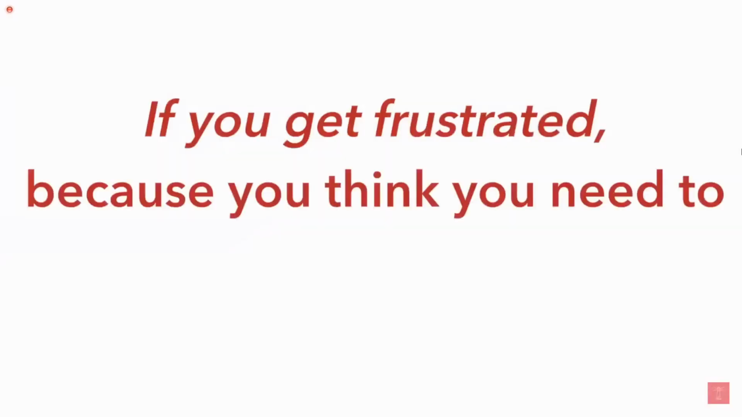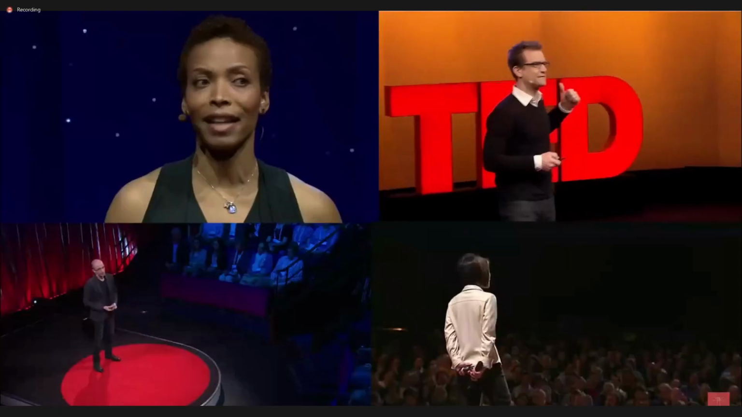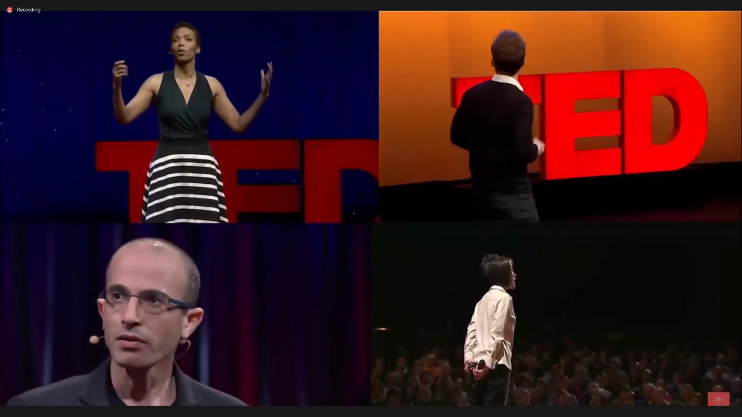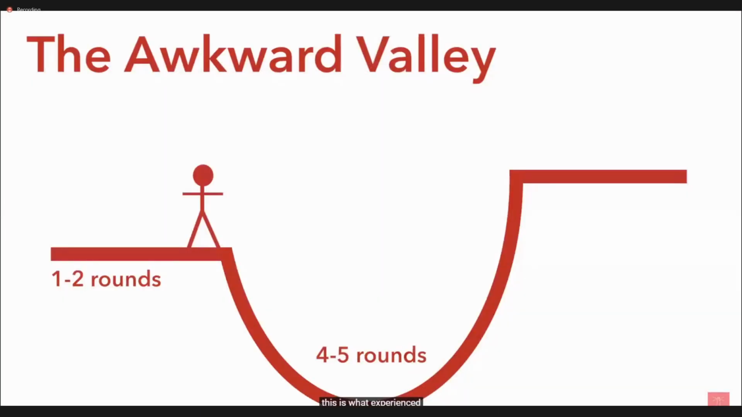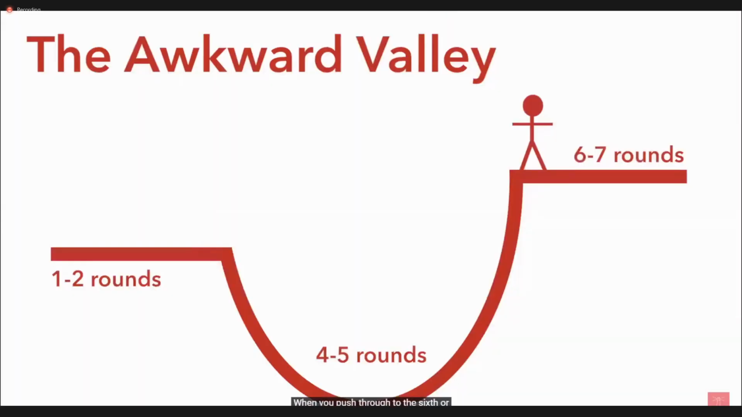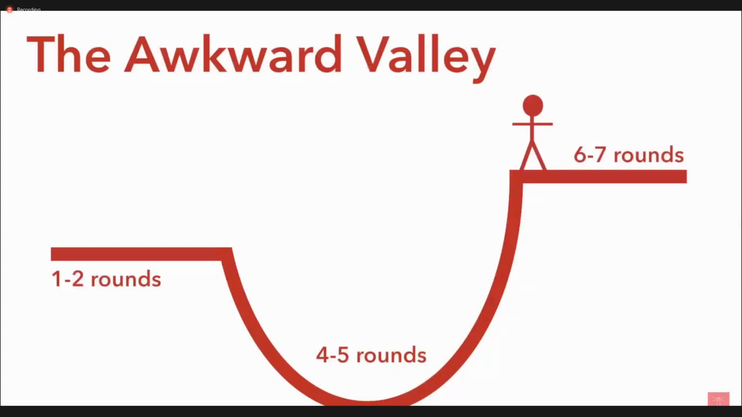Keep this in mind. If you get frustrated because you think you need to stick to the script, memorizing a script word for word is a strategy that's best used for high-stakes presentations like a TED Talk or a video presentation. You can consult the script 3 or 4 times, but after that, you've just got to move on. If you find yourself sounding canned during practice, this is what experienced speakers call the awkward valley. When you push through to the 6th or 7th round, that's when you're going to start to sound authentic. It's because the content in your presentation is moving from your short-term memory to your long-term memory.